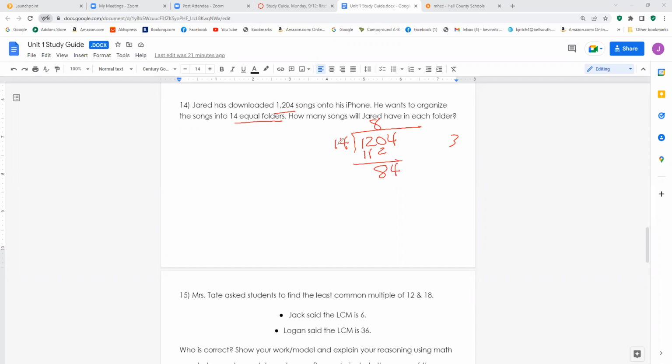So how many times will 14 go into 84? Let's see. What about 6? Let's try a 6. 6 times 4 is 24. Carry the 2. 6 times 1 is 6, plus 2 is 8. I have a remainder of 0, so that means there will be 86 songs in each of the 14 folders. 86 songs.